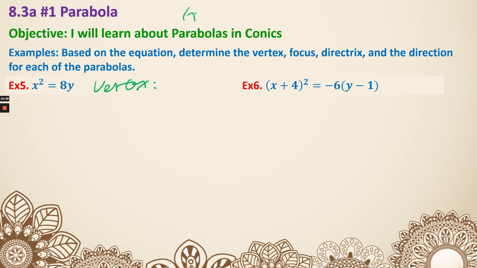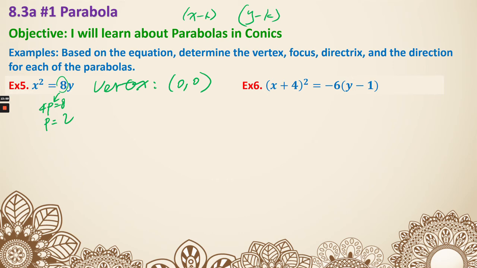Remember, the vertex is always going to be like x minus something and then y minus something. So if nothing has changed, it is just x and y. That means my vertex is just 0, 0. Next, whatever number is in front of the y in this lesson is going to be the 4p. So basically that means 4p equals 8. So my p would be 2.